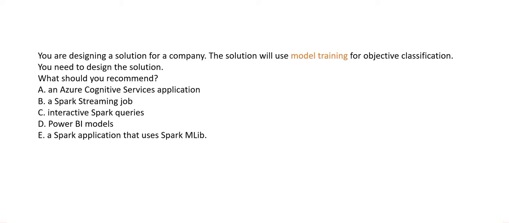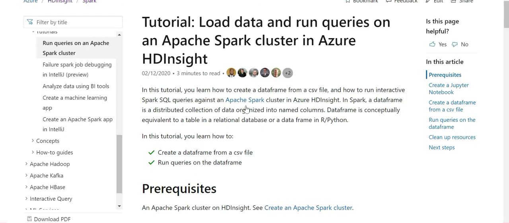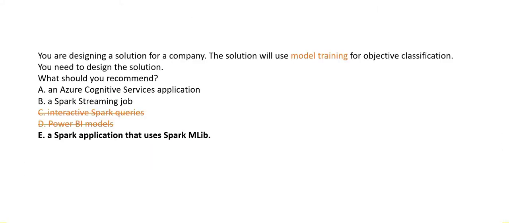Let's scan the options. Among these, only Spark MLlib is looking to be correct. The Power BI models are for reporting and analytics, not for machine learning. So this model training is different from the reporting models. Hence this option is wrong. Let's look at interactive Spark queries, option C. The interactive Spark queries is just used to process the data, or create data frames from a CSV file. It is not used for model training or any of the machine learning use cases. So we will strike out this option.